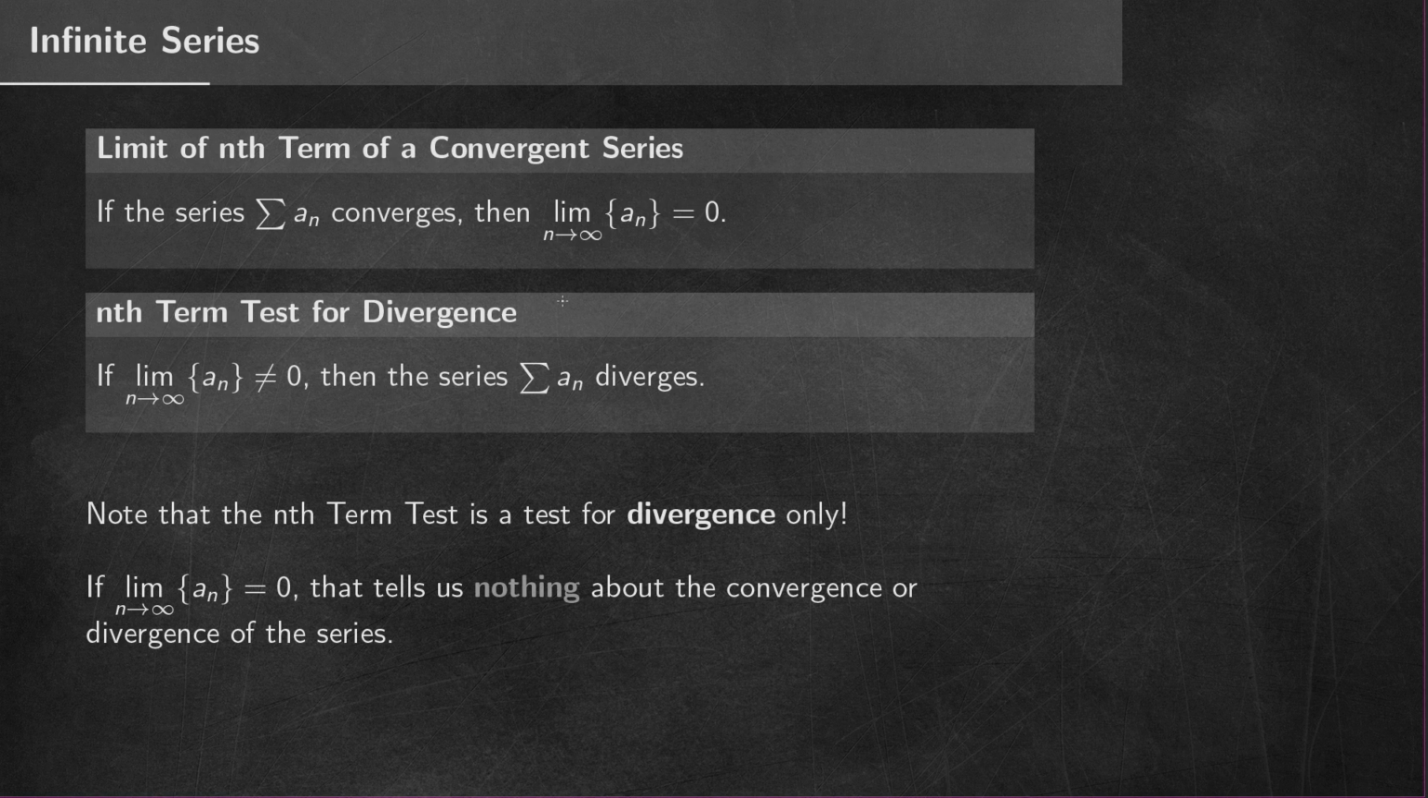Okay, so this is a really important theorem that we're going to be using quite a bit. Note that the nth term test is a test for divergence only. You cannot use the nth term test to conclude that a series converges. You can only show that a series diverges. If the limit of a sub n as n approaches infinity is 0, that tells us nothing about the convergence or divergence of the series. It might converge, it might diverge. We don't know. But if the nth term is not approaching 0 as n approaches infinity, we can conclude that our series diverges.